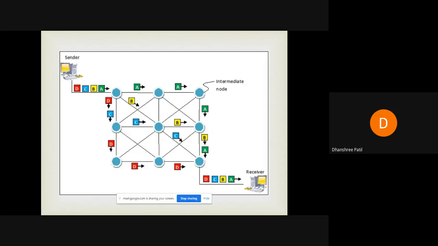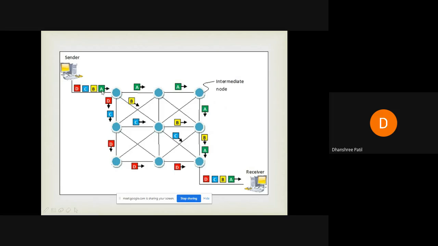But in case of packet switching, the sequence number is important, and the reason is that any data can choose any path. So it may be possible that some rearrangement is required at the receiver side. That's why sequence numbers are given to every data packet.